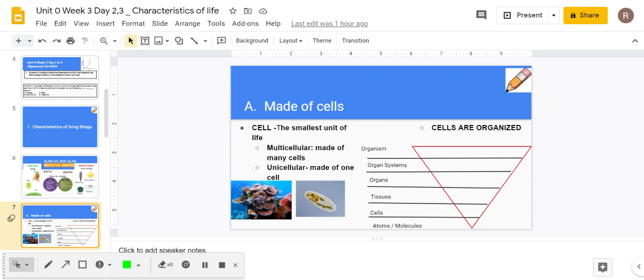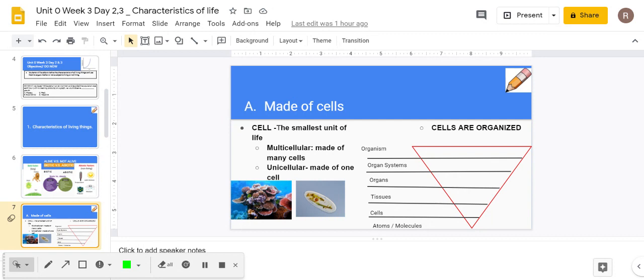Unicellular, made of one cell. An example of that would be bacteria. An example of something that is multicellular, or made of multiple cells, would be a human. We will go over multiple examples of each of these unicellular and multicellular organisms.